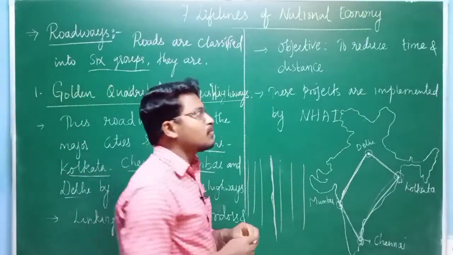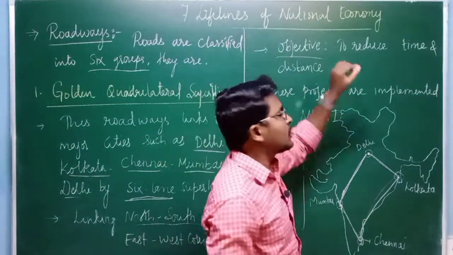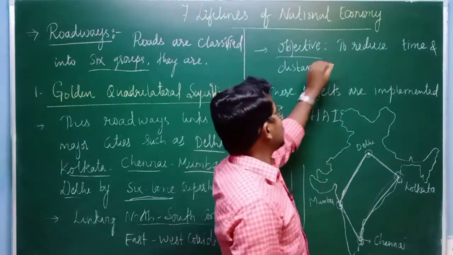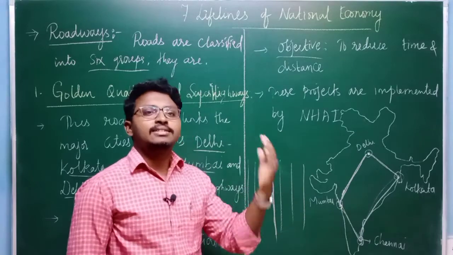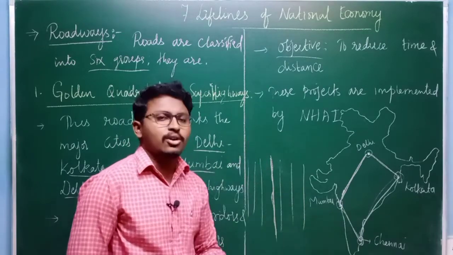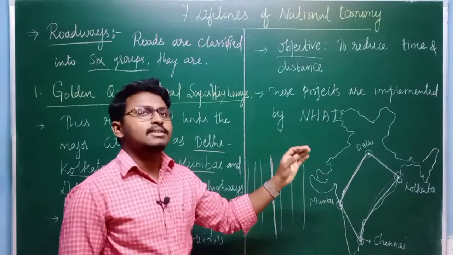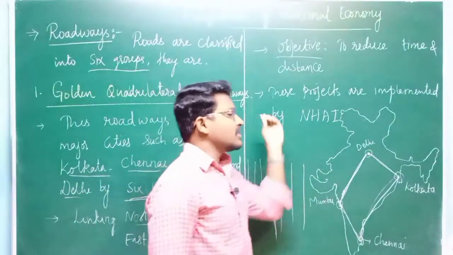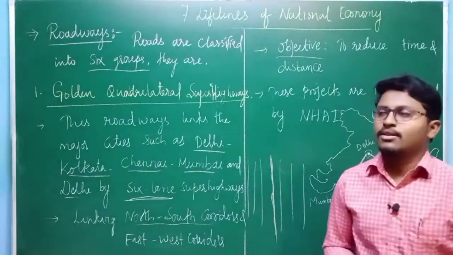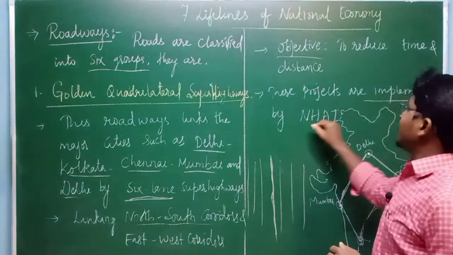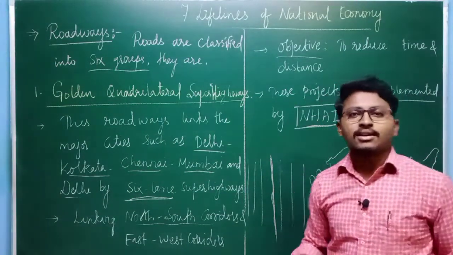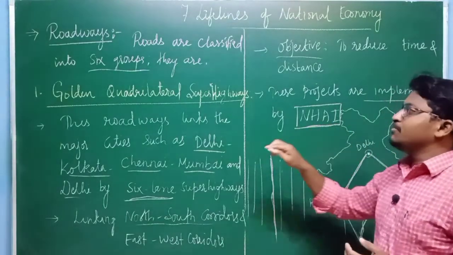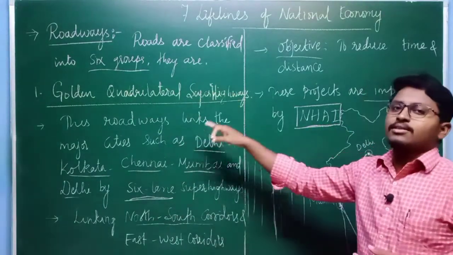And the major objective or the major aim of this Golden Quadrilateral is to reduce the time and distance. So by using this Golden Quadrilateral, we can reach a place within a short time, and at the same time the distance can also be reduced. And these Golden Quadrilateral projects are implemented by an organization known as NHAI, National Highways Authority of India, which builds these Golden Quadrilateral superhighways.